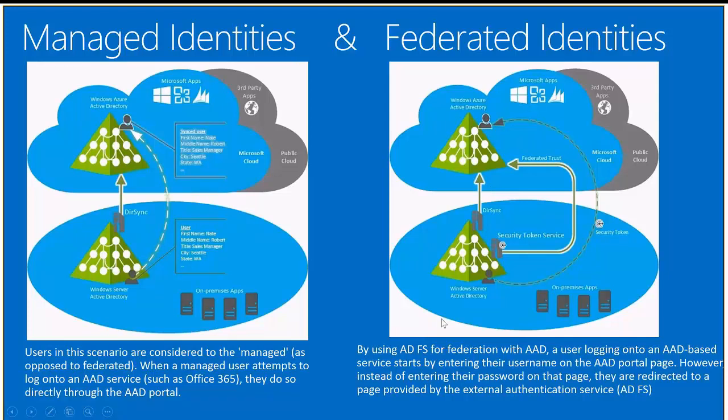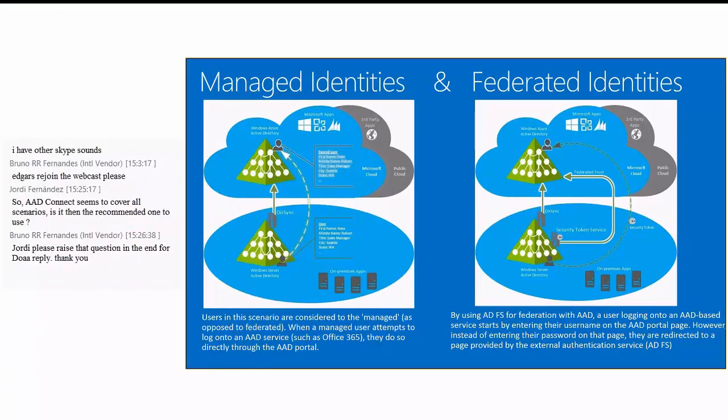Okay, what about a federated identity? By using an ADFS or a federated trust relationship through a security token service, the users' identity is federated, and a user logging in to the Azure Active Directory based service starts by entering their username on the Azure Active Directory portal. However, instead of entering their password on that page, they are redirected to the Active Directory Federation Services for authentication by the external authentication service.